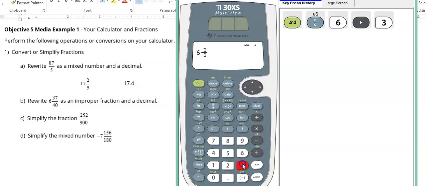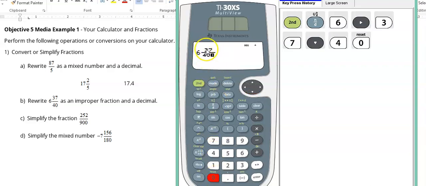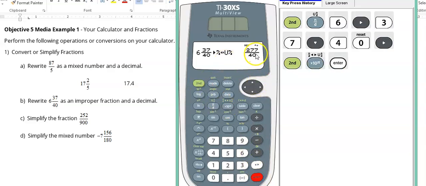Then the fraction is 37. Note I'm using the arrows to navigate through this. And now to get out of this fraction, because right now it's still in the denominator, I'm going to move it to the right. And now I want to write that as an improper fraction. Well, we can use this button right here, second. And as an improper fraction, it's 277 over 40.